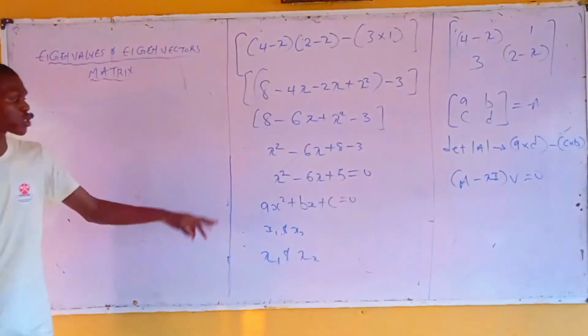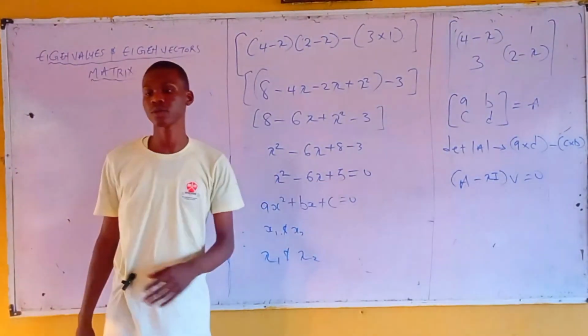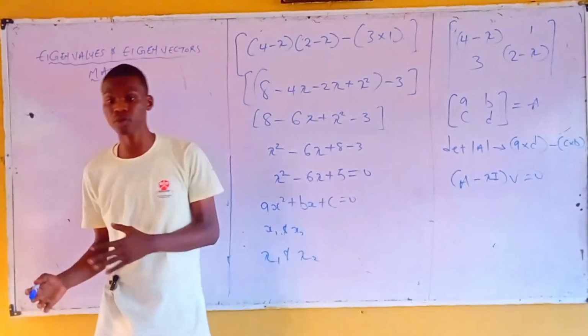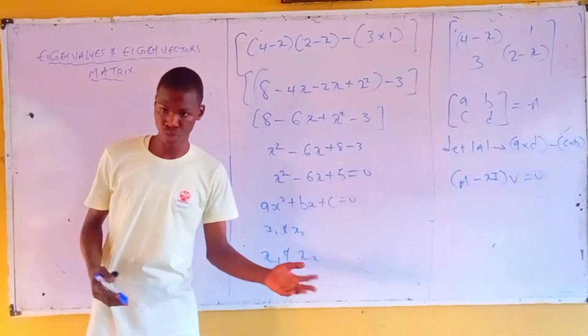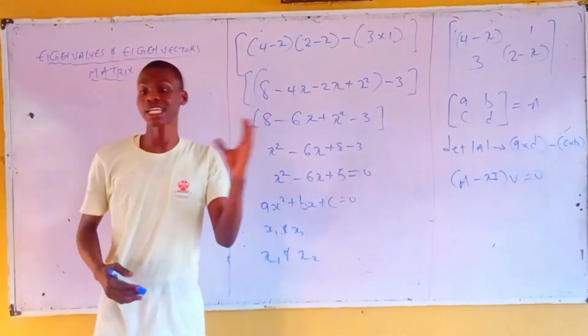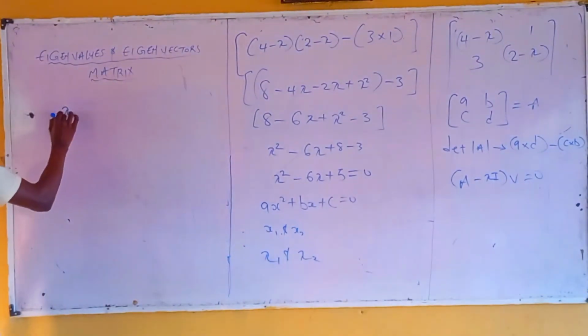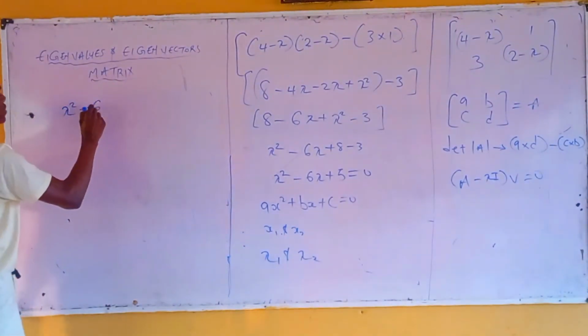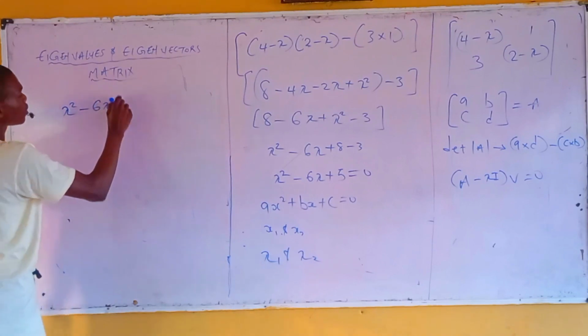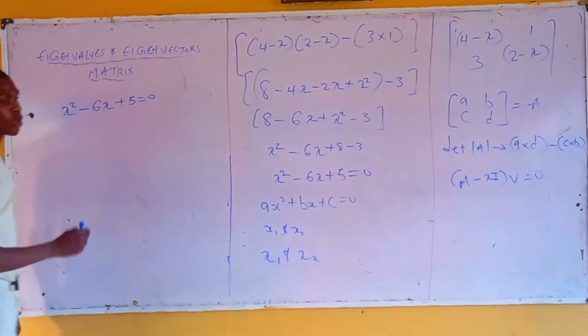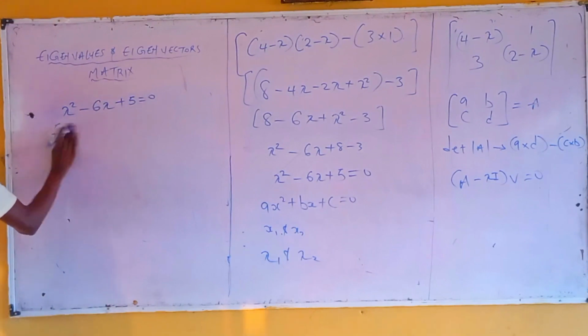Okay, now from here, let's solve this equation. When you want to solve, meaning find the roots of the equation, any value we get becomes the eigenvalue. Now let's solve. We have lambda squared minus 6 lambda plus 5 equals 0. Factorize.